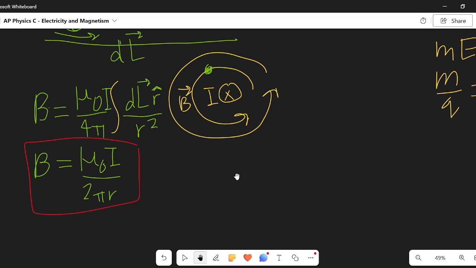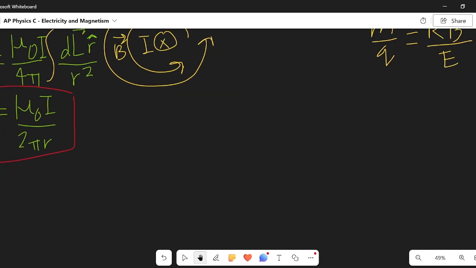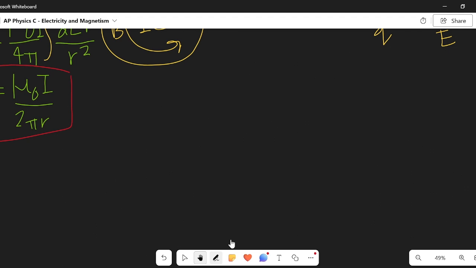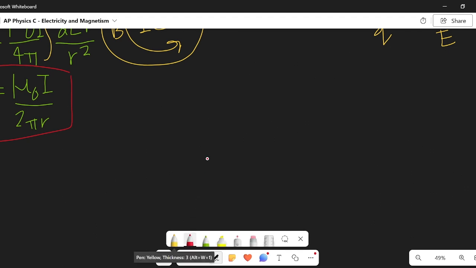It is going to be the magnetic field equivalent to Gauss's law, right? So Ampere's law is going to look something like this: the closed surface integral of the magnetic field times ds equals mu naught multiplied by current enclosed, right? So essentially, let's actually do an example.